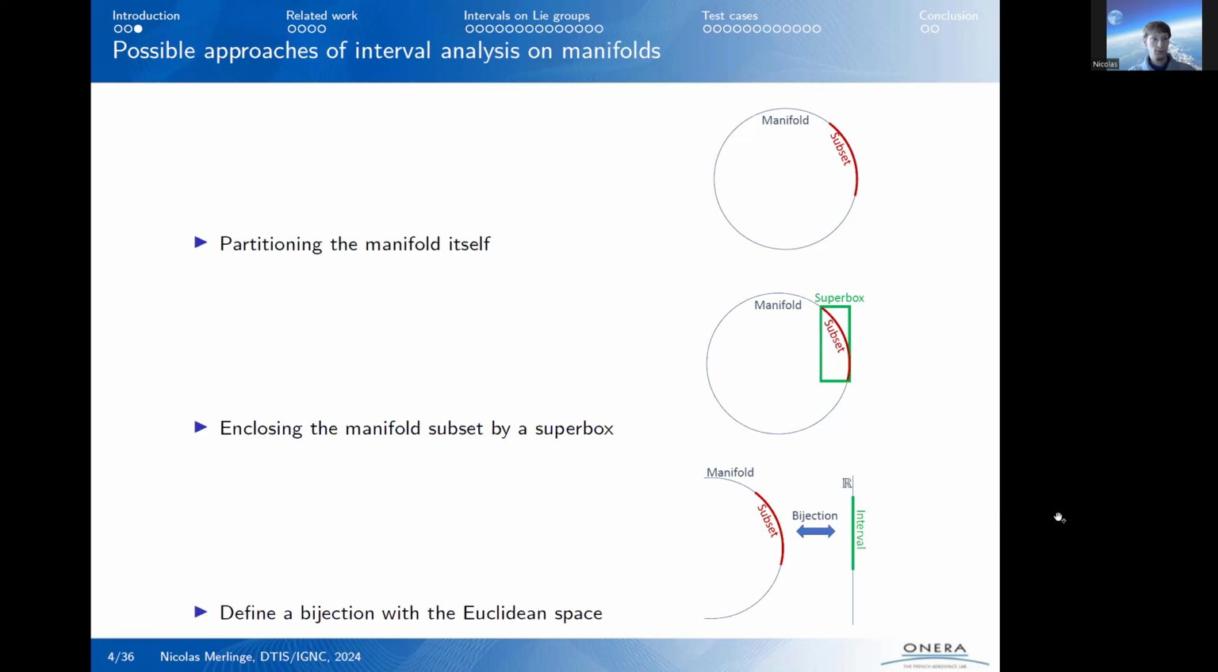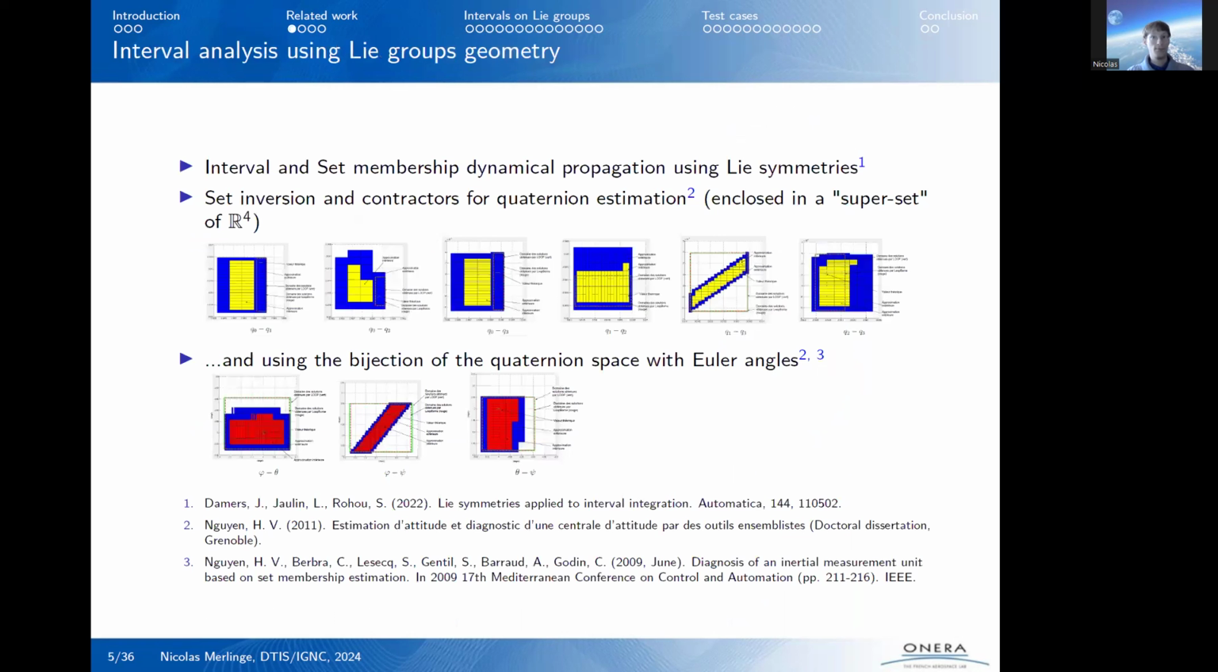The third way is using some bijection between the manifold and the Euclidean space, in order to perform classic interval analysis in the Euclidean space, but to parameterize some subsets in the manifold and to have a bijection between them. That's more the kind of concept I will develop today. But let's first browse a bit of the literature about this.